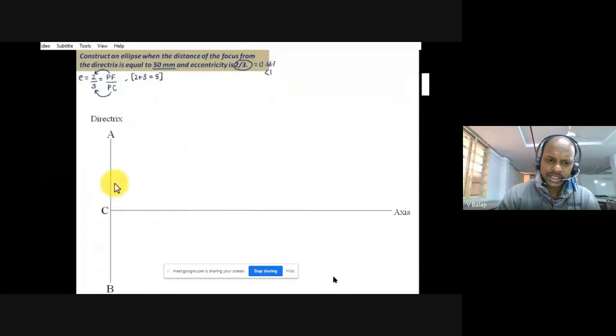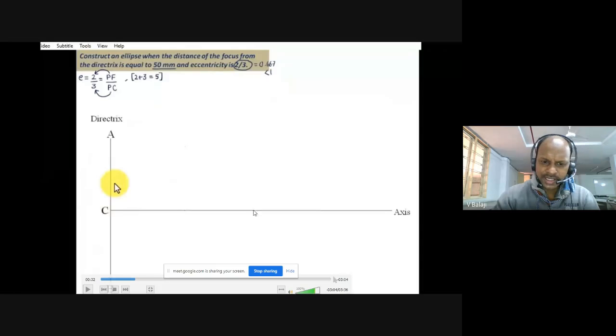look at my screen. I have drawn one axis line. What is the length of that axis? Any idea? Infinite. Very good. An axis doesn't have any length. For convenience in drawing on the drawing sheet, we will take some length. We call it the axis, or CA.